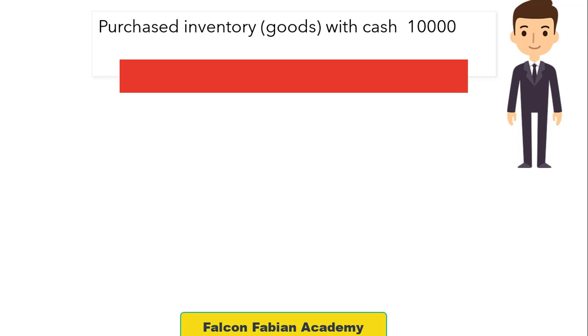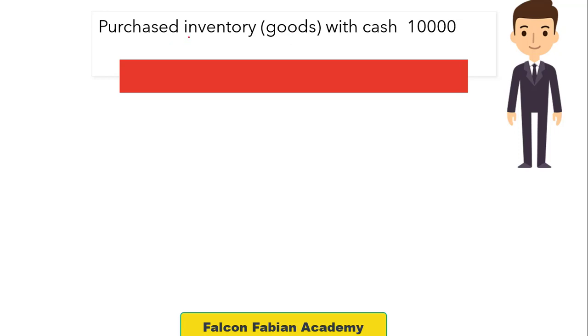Now this gentleman thought that he needs to have some object that he will sell and generate revenue from it. The object that a business sells to generate revenue is termed inventory. So he bought inventory with cash. If you're doing IGCSE, the term that you would come across is going to be inventory. And if you're doing CBSE, ICSE or any other Indian board, the term that you would come across is going to be goods. So purchased inventory with cash, 10,000.